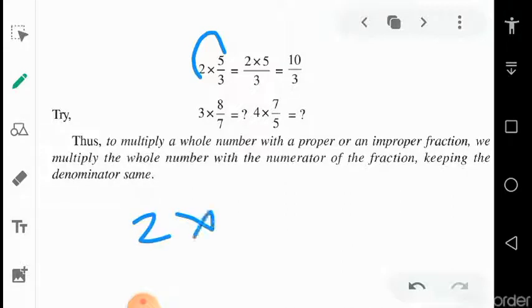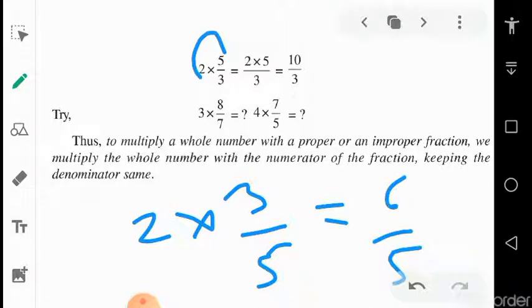Whether the fraction is proper or improper doesn't matter. For example, it may be 2 and 3 upon 5. Here it is a proper fraction. Again you will multiply 2 with 3. It is 6 upon 5. So don't bother about what kind of fraction is there. Just multiply the whole number with the numerator only.